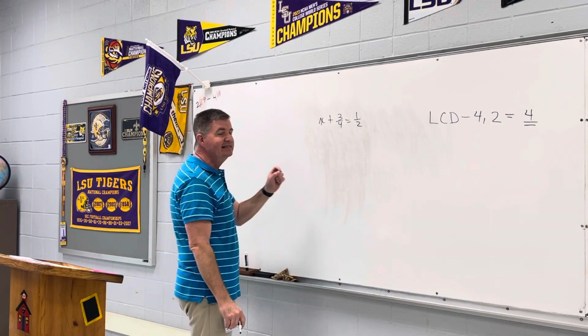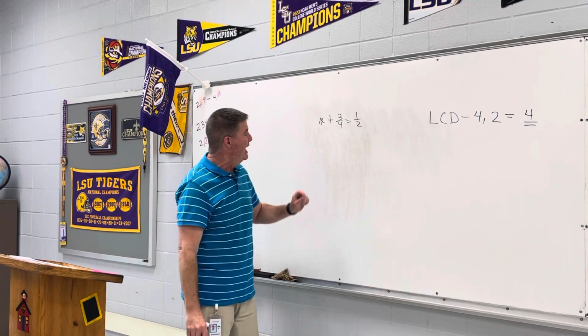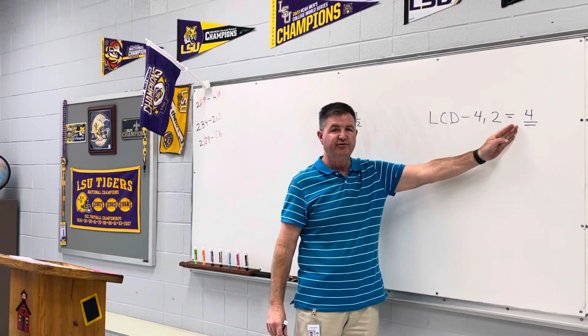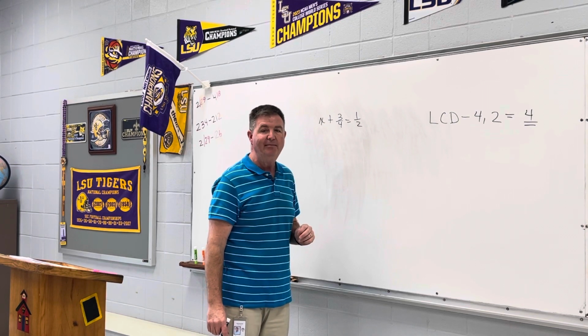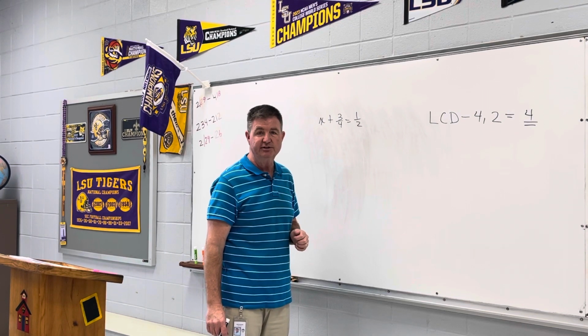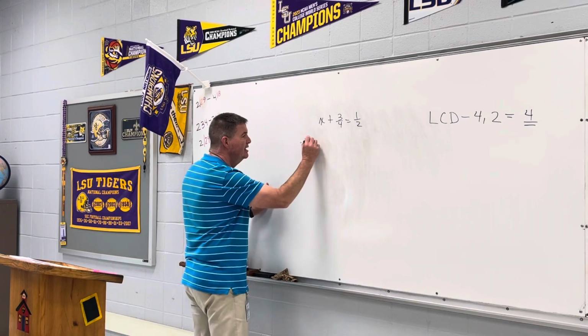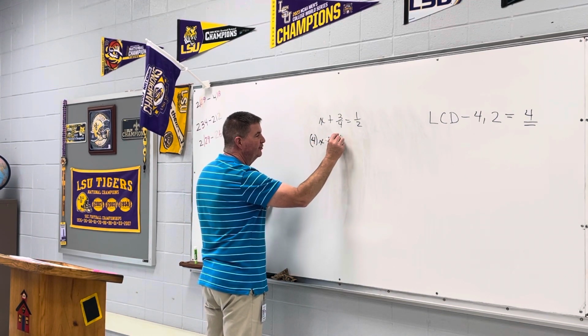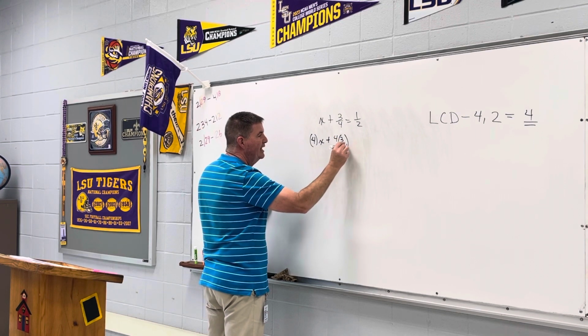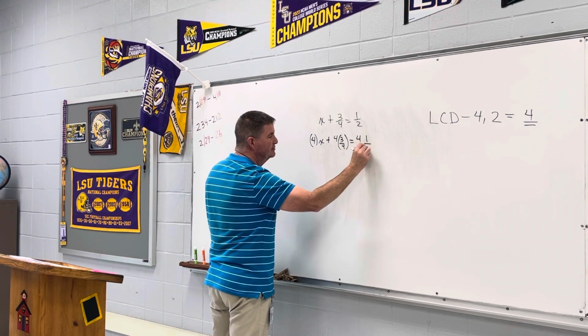So since that's my least common denominator, I'm going to multiply that number 4 by all 3 terms. And if I do, I'm actually going to get rid of the fractions throughout the whole problem. So I'm going to multiply the 4 times the x, I'm going to multiply the 4 times the 3/4, and I'm going to multiply the 4 times the 1/2.